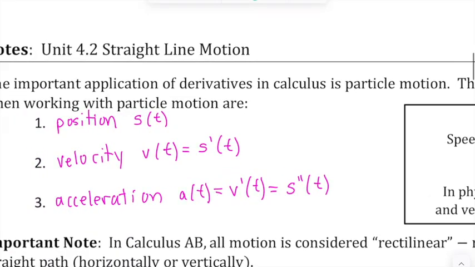Okay, so first things first, our position function is usually denoted with s of t. And again, that's just your position on a graph. If you take its derivative, you get velocity. So the derivative of position is velocity. And then acceleration is the derivative of velocity, which is also the second derivative of position.